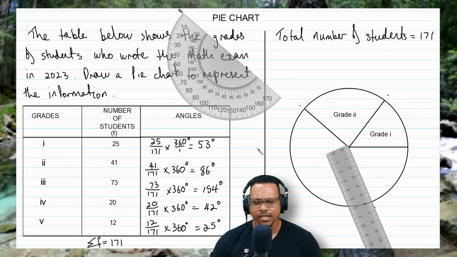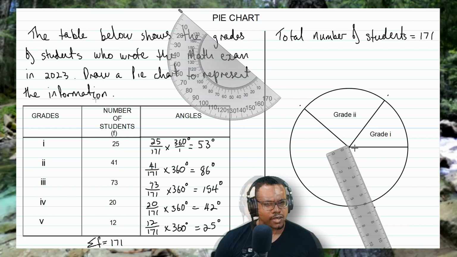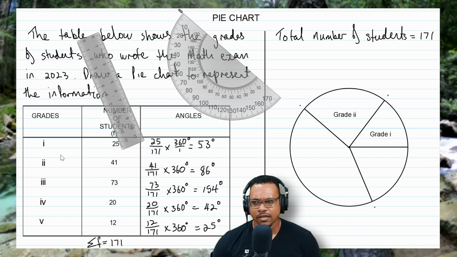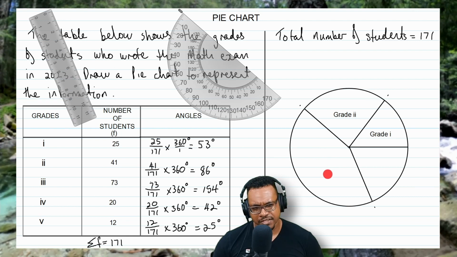And now we line our ruler up with the center of the circle and the dot. And now we draw a line from the center of the circle to the circumference of the circle. And this here will represent the grade 3s. So I just put my little label here, grade 3.